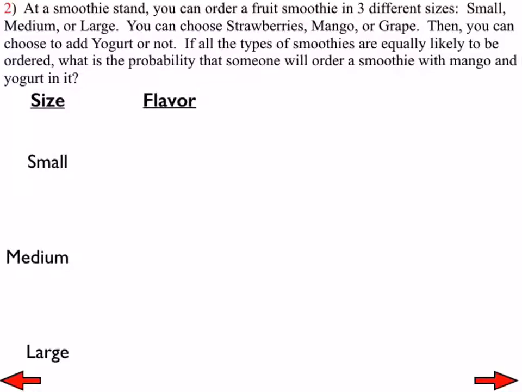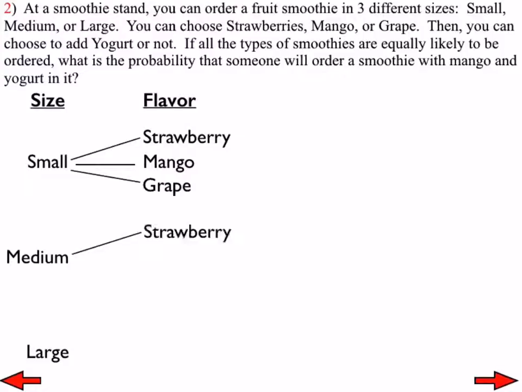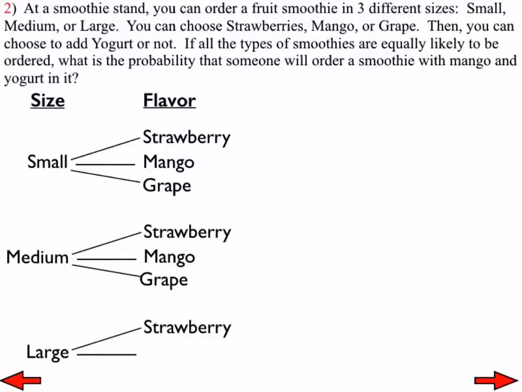And so if we choose a small smoothie, we have 3 different flavors that we can choose. We can choose either strawberry or mango or grape. And the same thing if we choose a medium, any 3 of those flavors. And the same thing with large. And I'm, of course, using a tree diagram.